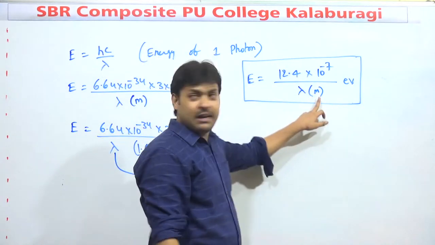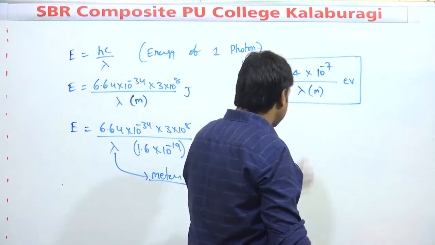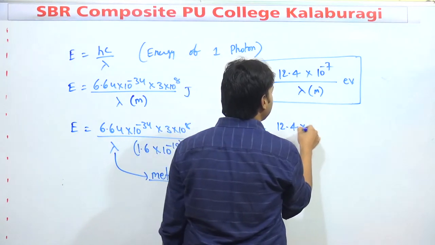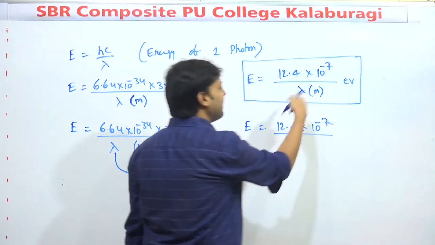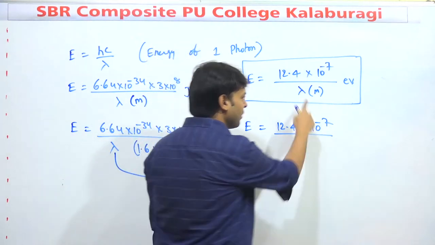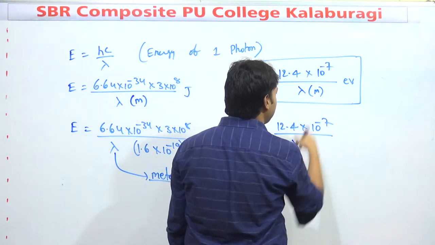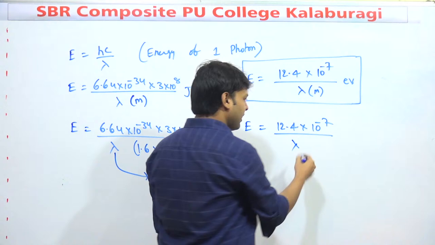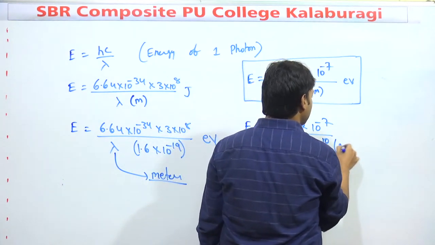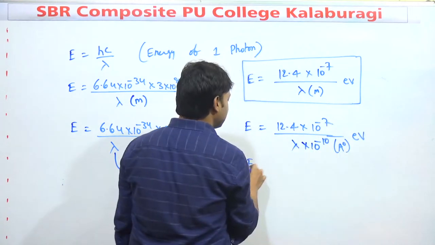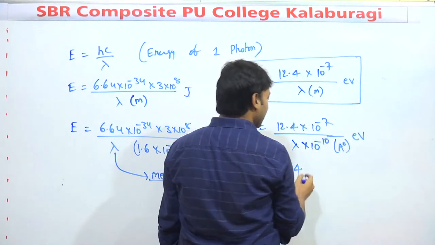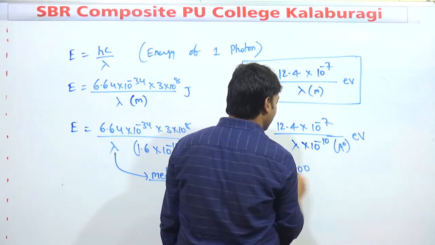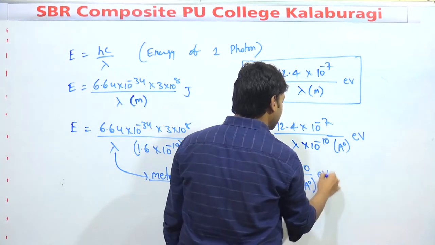Now the wavelength of the photon will be in meters, so we have to convert. E is equal to 12.4 into 10 to the power minus 7. For example, lambda is in angstroms. Converting meters into angstroms, it is 10 to the power minus 10, so lambda into 10 to the power minus 10 in angstroms, in electron volts. So E is equal to 12.4 into 10 cube, that is 12400 divided by lambda, lambda in angstroms, in electron volts.